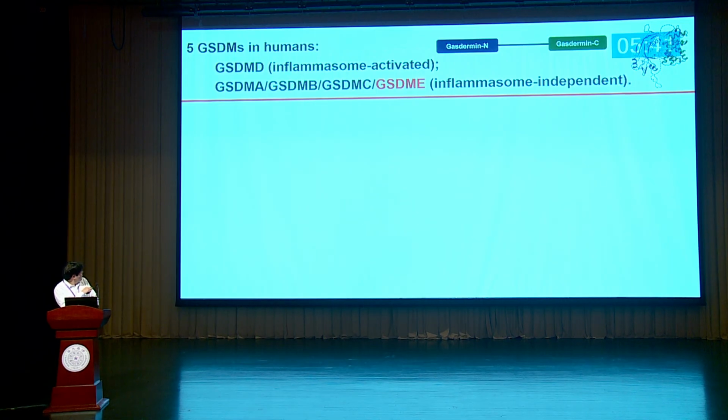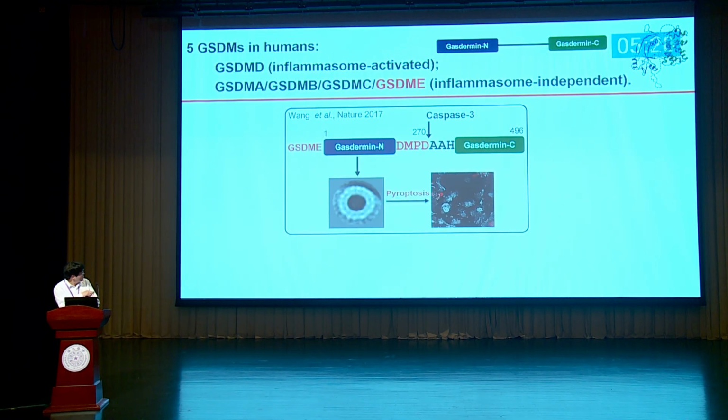So gasdermin D is activated by the inflammasome, caspase-1 and caspase-4, right? Canonical and non-canonical inflammasome. We have been actively working on the 4 other gasdermins, and they are not activated by inflammasomes. I'll show you one case. Their activation is inflammasome independent. Quite a few years ago, we showed that gasdermin E, another gasdermin present in human and mice, is activated by caspase-3. Caspase-3 cleaves this linker region to liberate the N-terminal pore-forming domain.